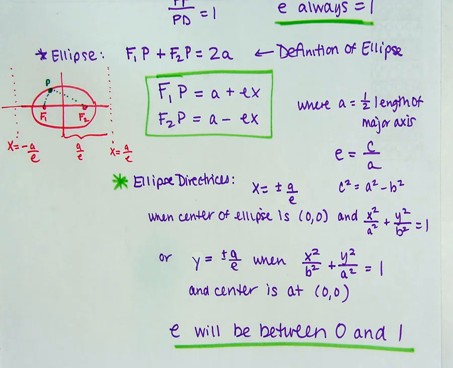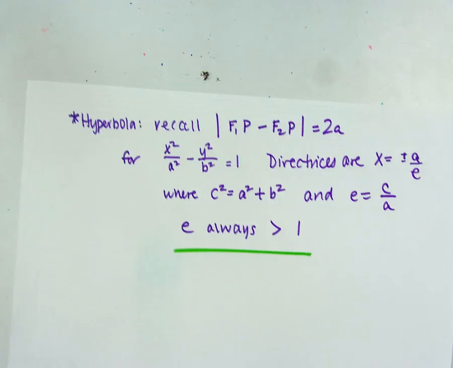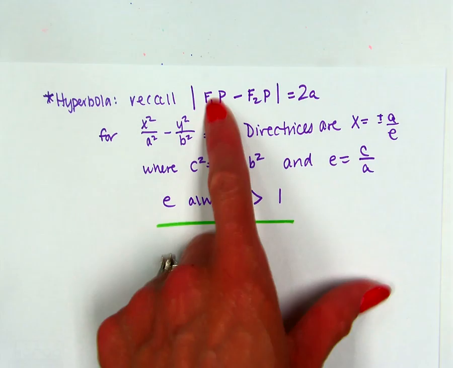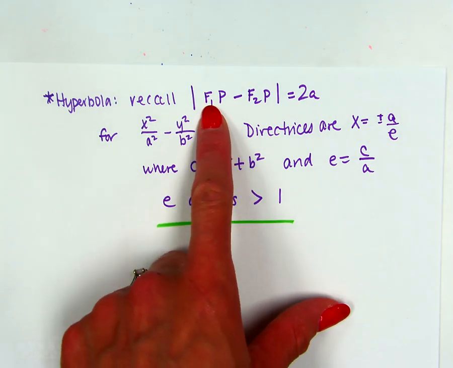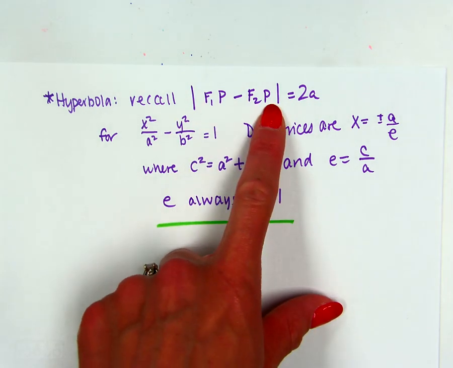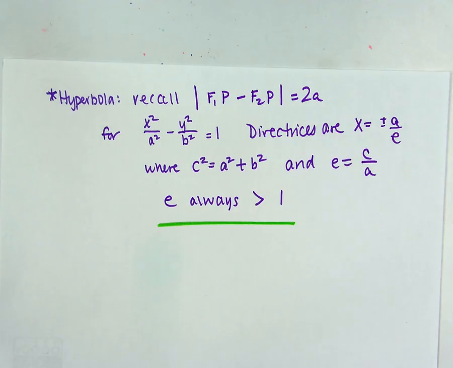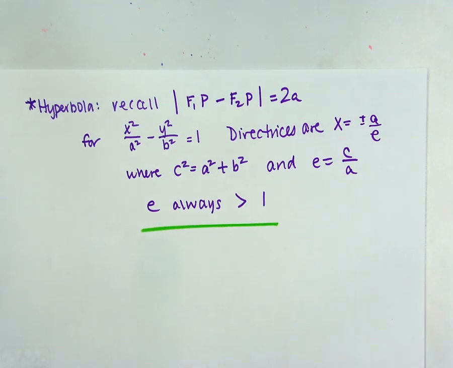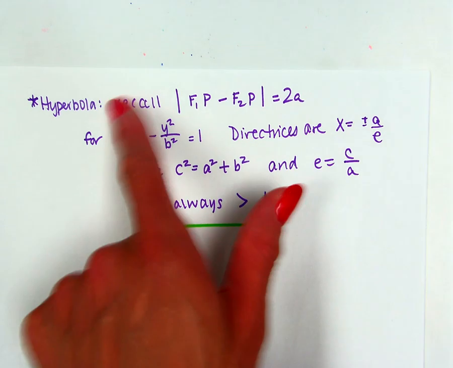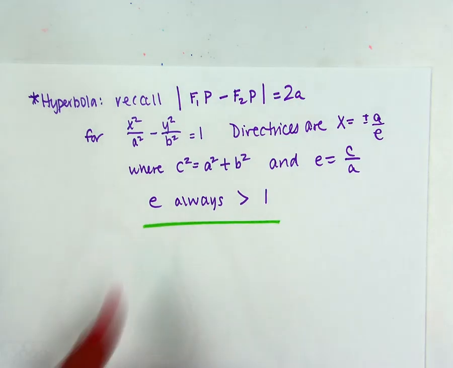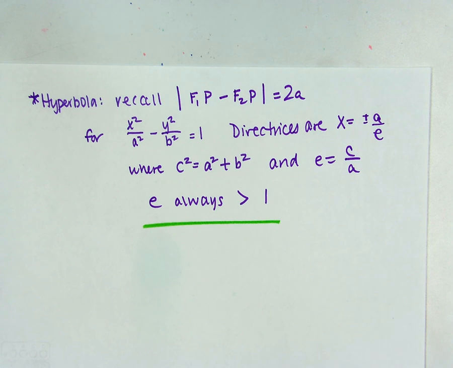All right, for a hyperbola, you should already know the definition of a hyperbola. That's the absolute value of the difference of the distances between the first focus and a point and the second focus and a point is going to be equal to 2 times, now it's not called the major axis, but it's your transverse axis. Right, so it's equal to 2a. So that was your definition. The only thing that's going to be different is now we can draw in directrices.